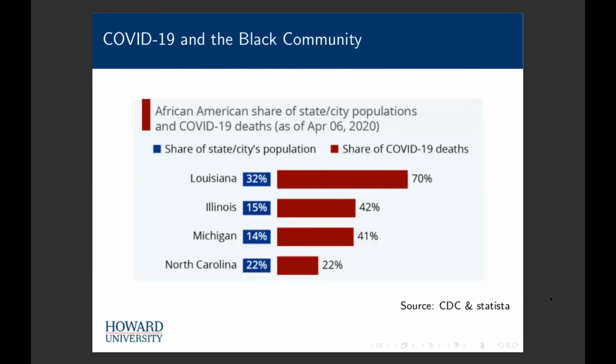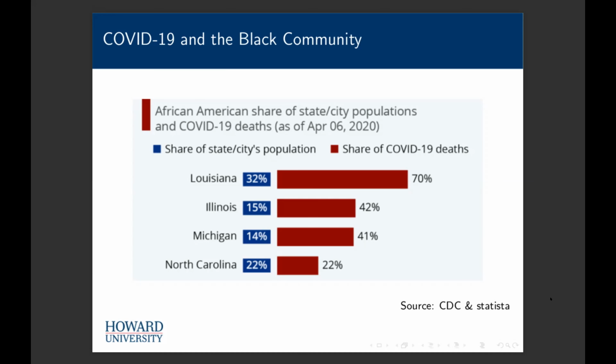So we were really interested in looking at how COVID has affected American households beyond exposure, beyond mortality. As we went into March and April, it became pretty clear that Black communities were being disproportionately affected. Right, so here's a snapshot. The Black population in Louisiana is roughly 32% of the state population. Yet as of April 6th, 70% of the COVID-related deaths were identified as Black through the CDC.